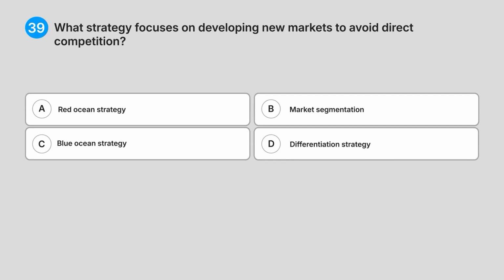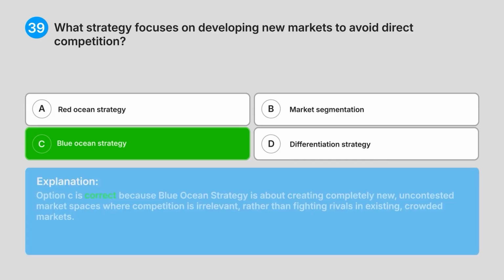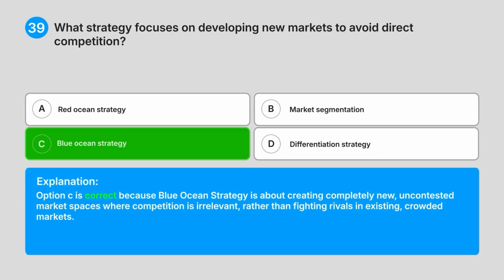Correct answer, C. Blue ocean strategy. Explanation: Option C is correct because blue ocean strategy is about creating completely new, uncontested market spaces where competition is irrelevant, rather than fighting rivals in existing crowded markets.